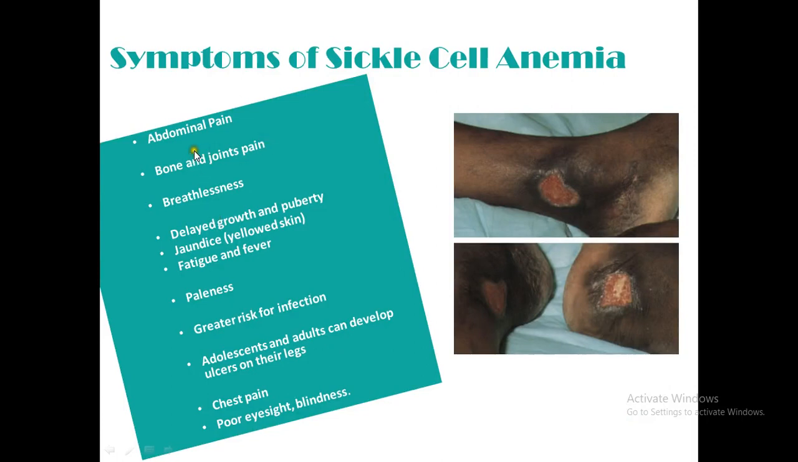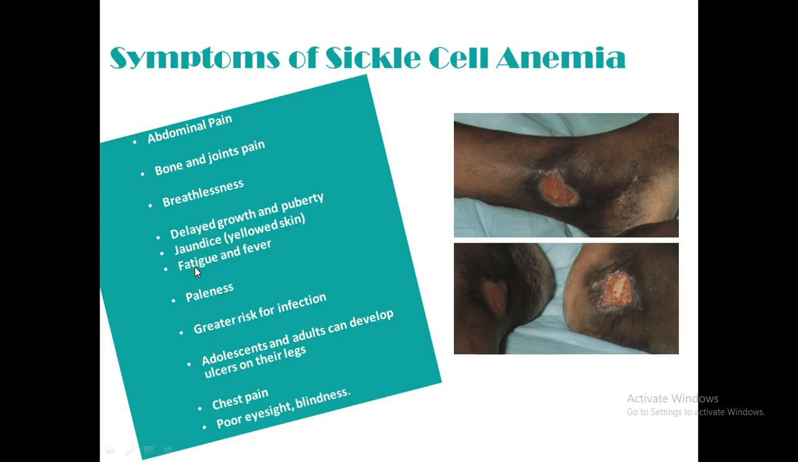So what do we find? What are the signs and symptoms of sickle cell anemia? Pain in the abdomen when infarcts are happening, bone and joint pains if there are infarcts in the bones and joints, breathlessness because of the severe anemia, enough oxygen cannot be carried because there's inadequate hemoglobin to carry the oxygen, delayed growth and puberty because as tissues are growing, they need more oxygen, they need more blood, and that is not being supplied. Jaundice, a yellow colored skin.